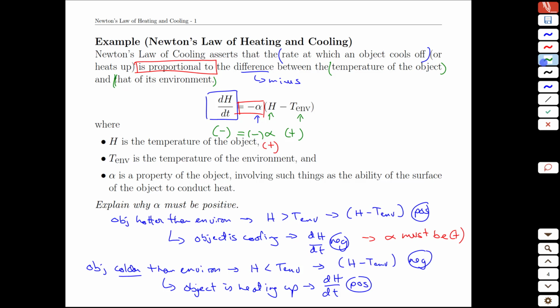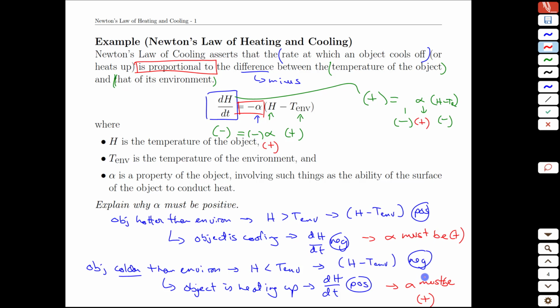Well, that's the other scenario we could imagine. dH/dt is positive. The H minus T environment, that's negative. And we have a negative sign out front here. Well, we're trying to make these equal to each other. The only thing left for alpha is it has to be positive. The double negatives will already cancel, and I don't want to mess that up. So we're going to need alpha to be positive as well.